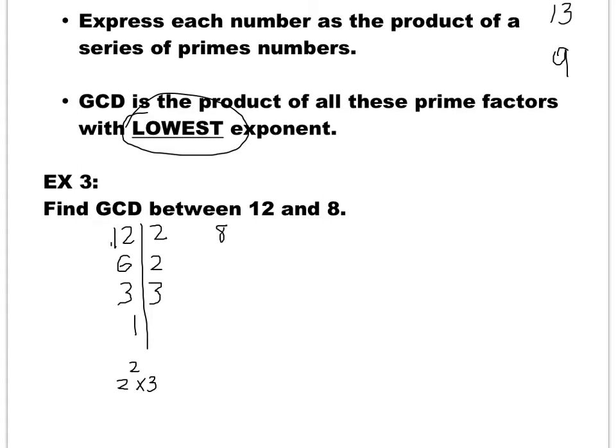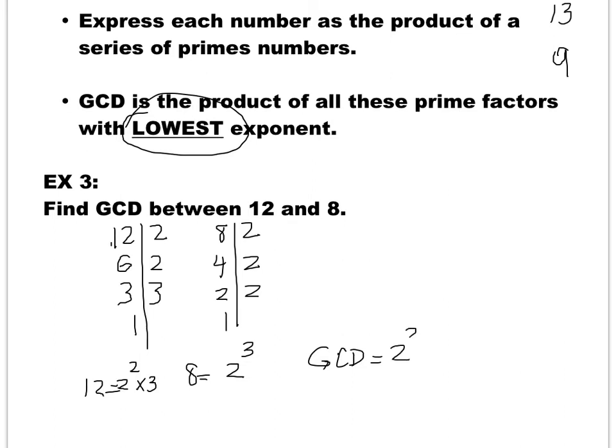I do exactly the same thing for 8. 8 divided by 2 gives me 4. 4 divided by 2 gives me 2. 2 divided by 2 gives me 1. So 8 is 2 exponent 3. Now, if you look at 12, which is 2 exponent 2 times 3, and 8, which is 2 exponent 3, the only common base is 2, and the minimum exponent is 2. So we say that the GCD is 2 exponent 2, which is 4, which makes sense. In fact, you could find this one without even going through dividing by prime numbers. But when you're dealing with bigger numbers, this technique helps.